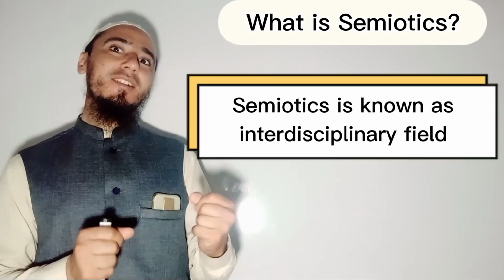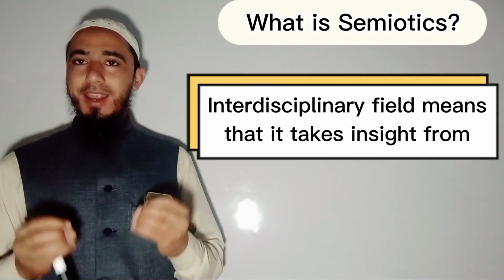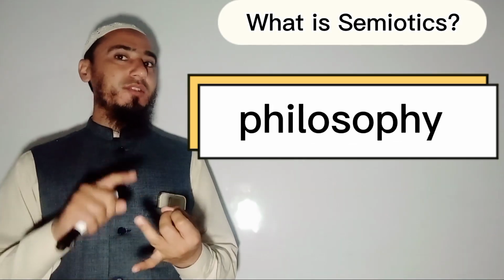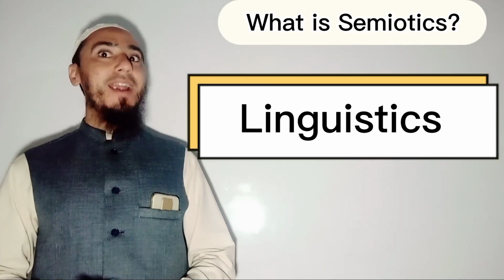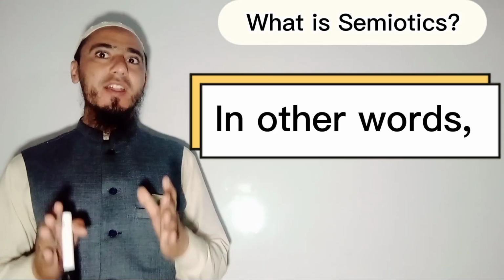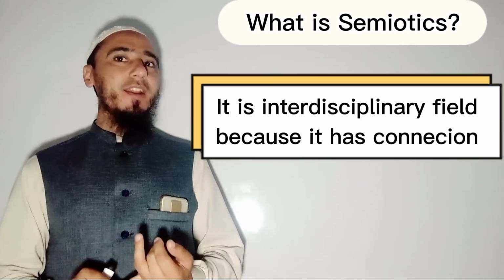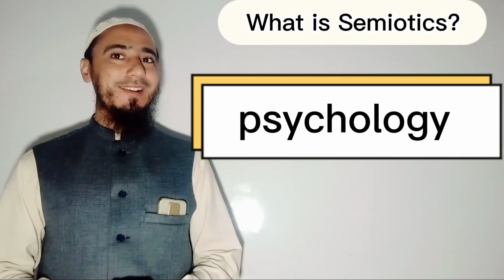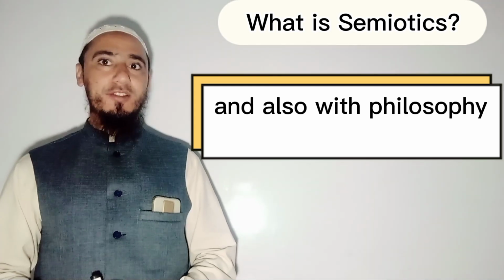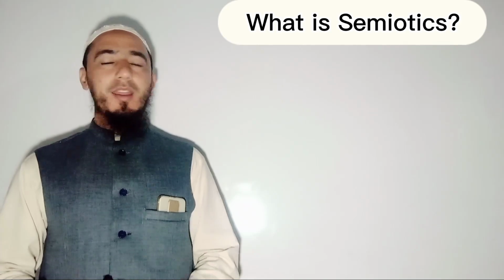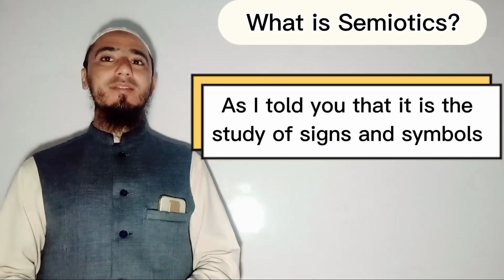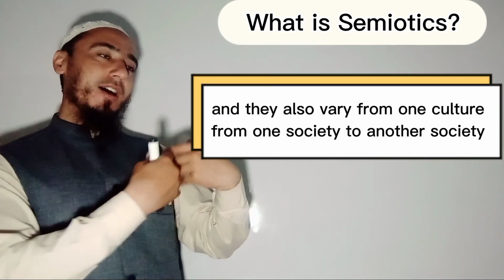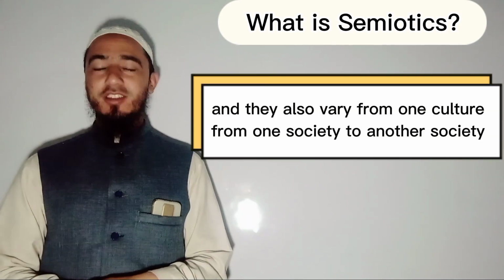Semiotics is known as an interdisciplinary field. Interdisciplinary field means that it takes insight from philosophy, psychology, linguistics, and anthropology. In other words, it is an interdisciplinary field because it has a connection with anthropology, psychology, linguistics, and also with philosophy. As I told you, it is the study of signs and symbols, and signs and symbols have different meanings, and they also vary from one culture, one society to another society.